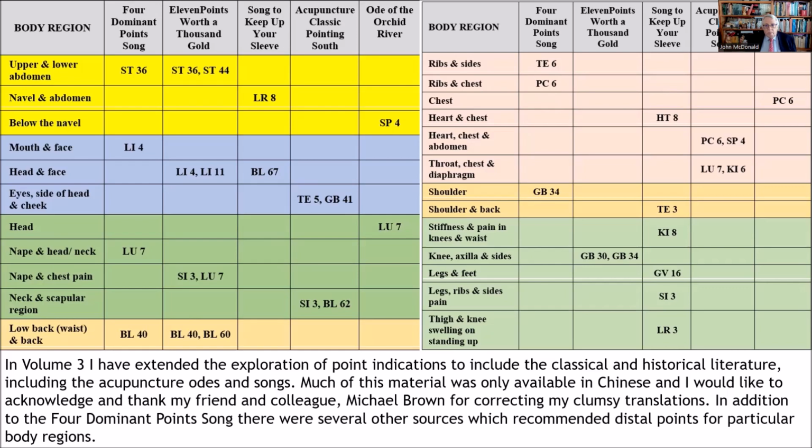Ribs and sides, triple energizer 6. Ribs and chest, pericardium 6, chest, pericardium 6. Heart and chest, heart 8. Heart, chest and abdomen, pericardium 6, spleen 4. Throat, chest and diaphragm, lung 7, kidney 6. Shoulder, gallbladder 34. Shoulder and back, triple energizer 3. Stiffness and pain in knees and waist, kidney 8. Knee, axilla and sides, gallbladder 30 and 34. Legs and feet, governor vessel 16. Legs, ribs and sides pain, small intestine 3. Thigh and knee swelling on standing up, liver 3.